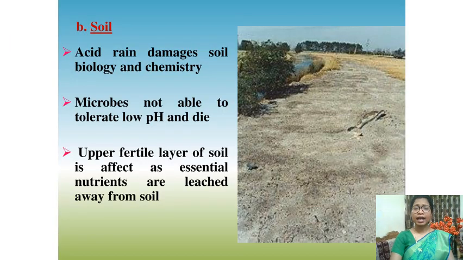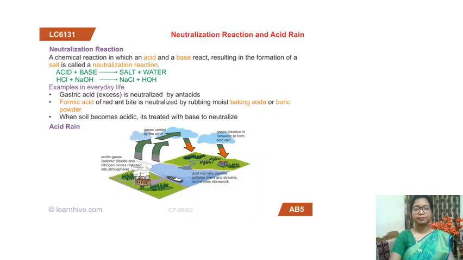Acid rain also damages soil, and the microbes present in the soil are not able to tolerate the low pH, that means the acidic soil, and the upper fertile layer of the soil is also damaged because of acid rain.